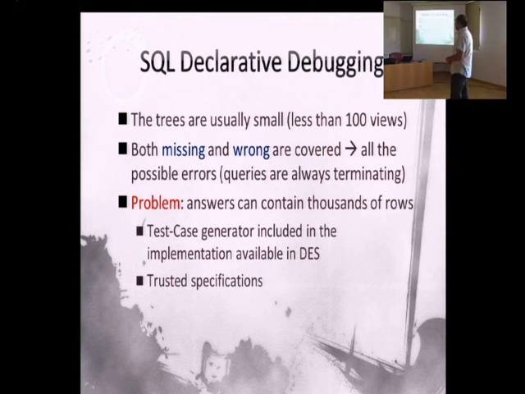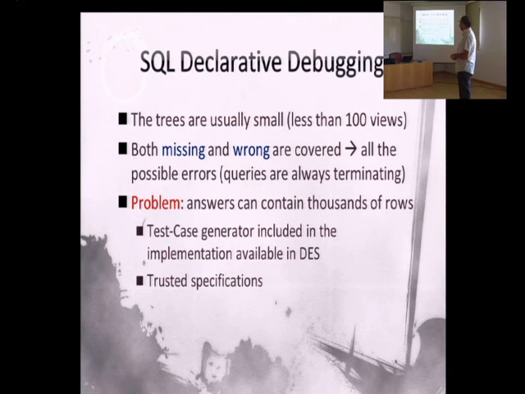Both missing and wrong are covered because in our approach you have an answer for an SQL query and you say this is wrong. Maybe because there is a tuple lost. Maybe because there is one tuple that you didn't expect. But both are covered by the same framework. We don't have the problem of termination because in SQL everything terminates. So we are covering all the possible errors. We are not considering recursive queries, which are a special kind of SQL queries. But we consider all other SQL possibilities.